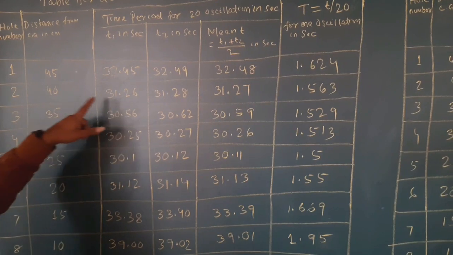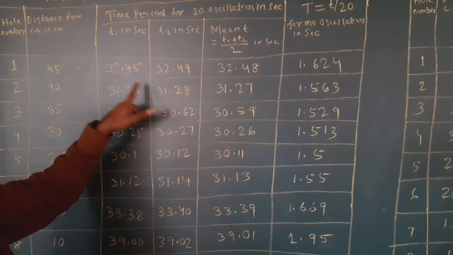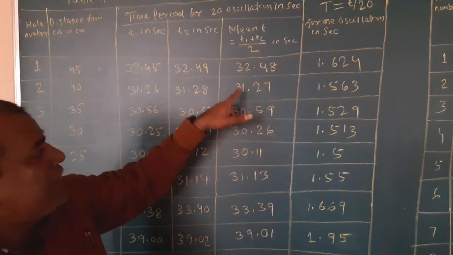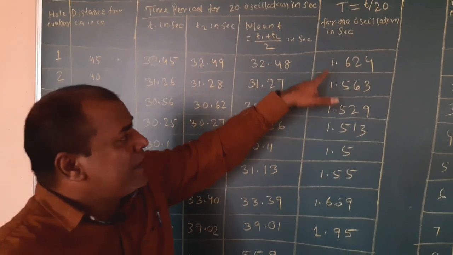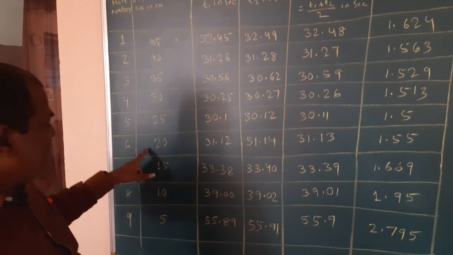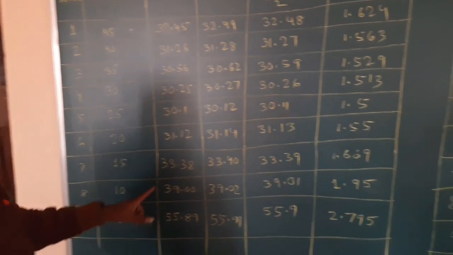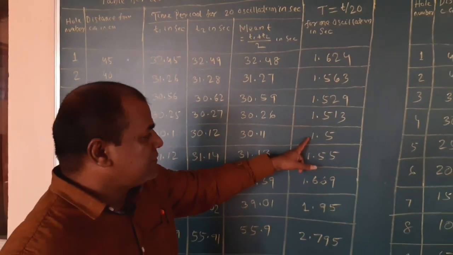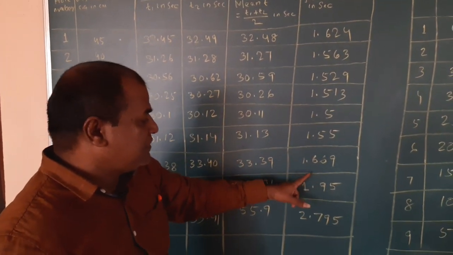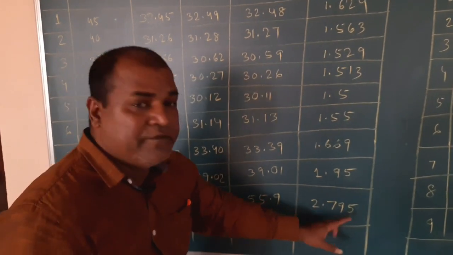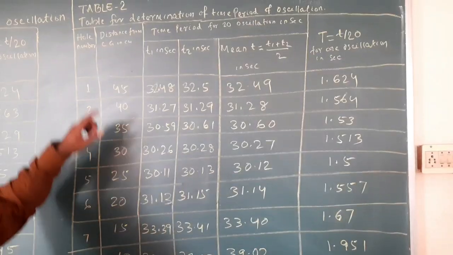Similarly, for 40, T1 is 31.26, T2 is 31.28, mean T is 31.27, and capital T is 1.563 seconds. The distances from the center of gravity 25, 20, 15, 10, 5 have corresponding readings. The time periods for 1 oscillation are 1.5, 1.55, 1.669, 1.95 and 2.795.